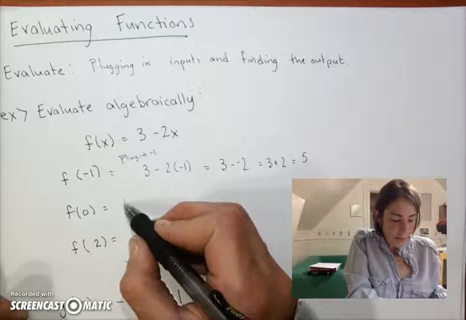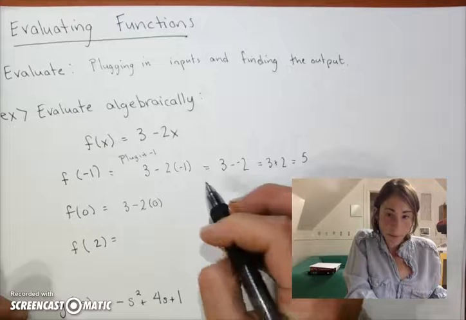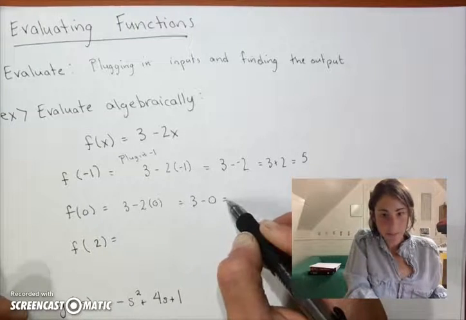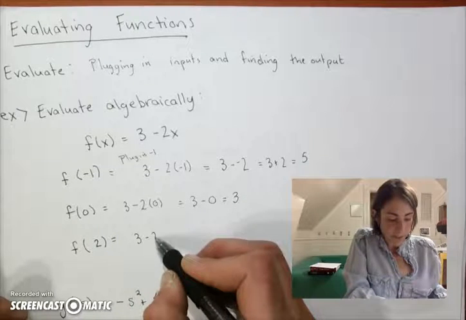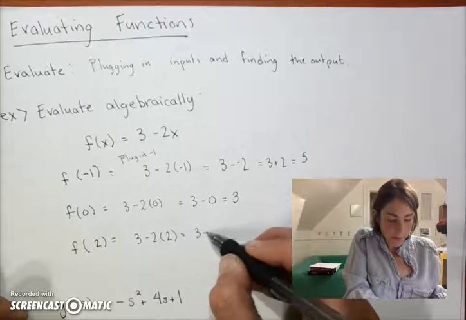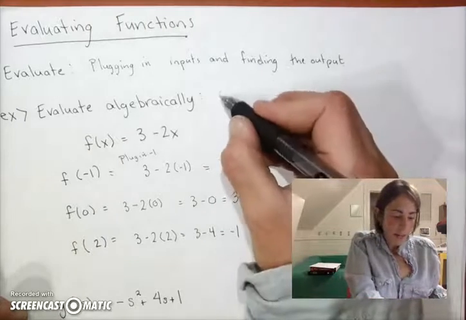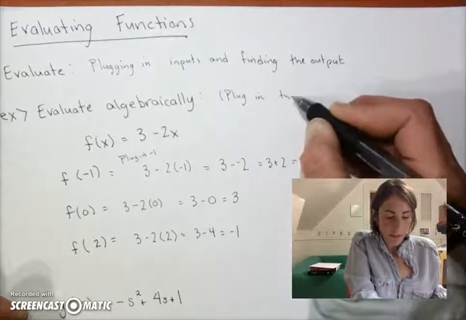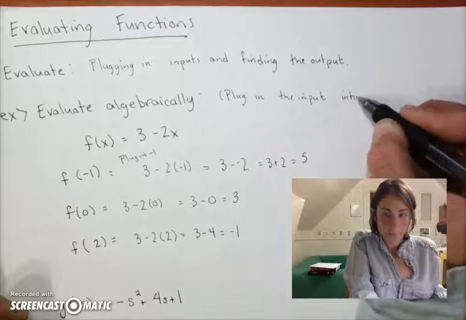So f of 0, I now plug in 0, so 3 minus 2 times 0, and that's the same as 3 minus 0, which is 3. F of 2, same idea, just plug in 2 for x. So 3 minus 4, which is -1. So evaluate algebraically just means to plug in the input into the equation.